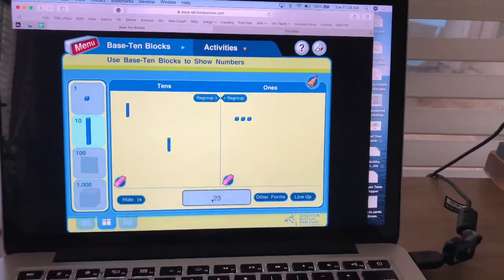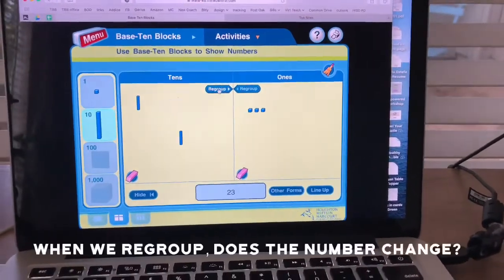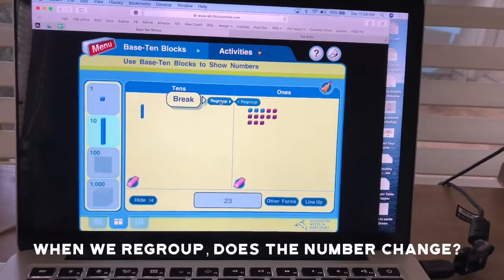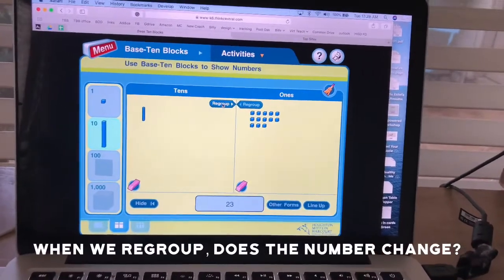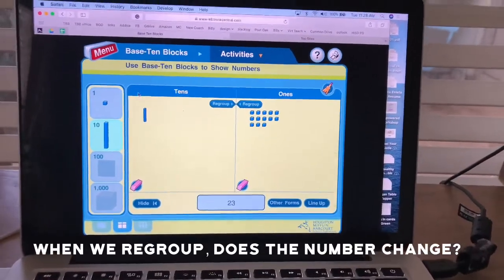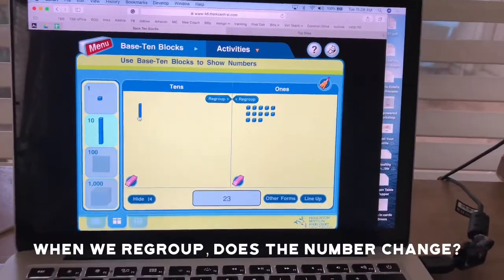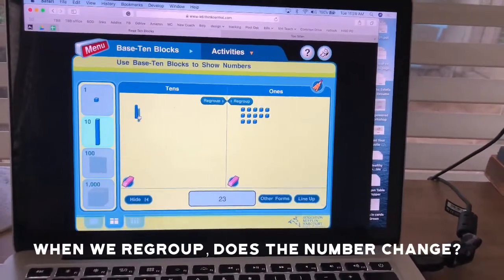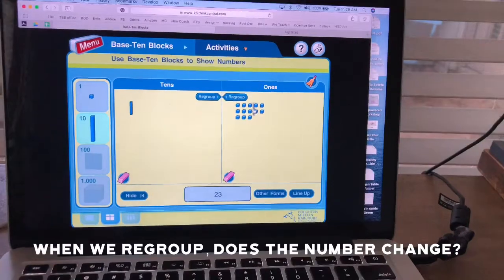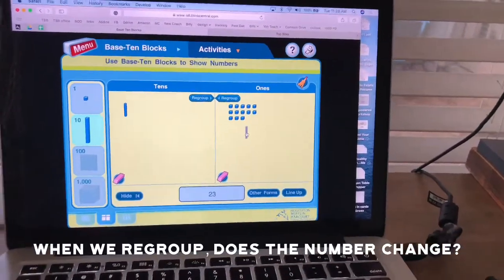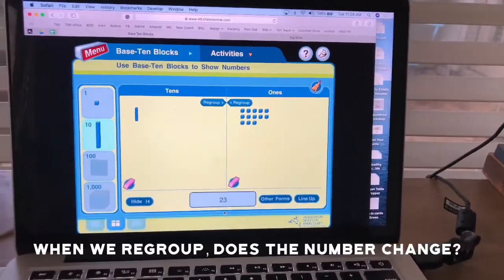Now, I want you to pay attention to the number. Right now, our number is 23. What happens when we regroup one of the tens? Does the number change? No. Why not? Well, because we still have the same number of ones altogether. Here we have 10 ones because the value of 1 ten is 10. And here we have 10 ones plus 3 ones. So in total, we have 13 ones. So 10 and 13 is 23.